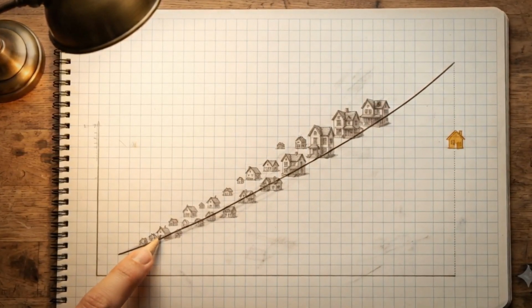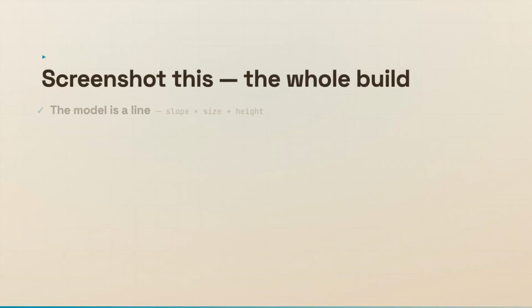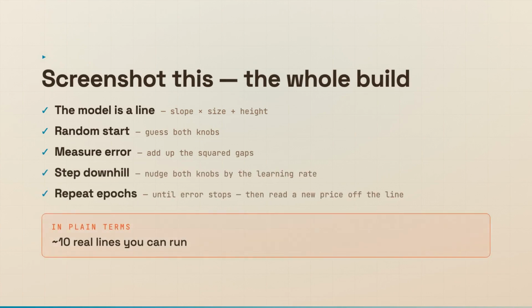Screenshot this one, the whole build in 30 seconds. 1, the model is just a line, slope times size plus a height. 2, start with a random guess for both knobs. 3, guess every price, then add up the squared gaps to measure the error. 4, nudge both knobs one step downhill, sized by the learning rate. 5, repeat for many epochs until the error stops shrinking, then read a new price straight off the line. Everything this whole series taught you collapsed into about 10 real lines you can run.